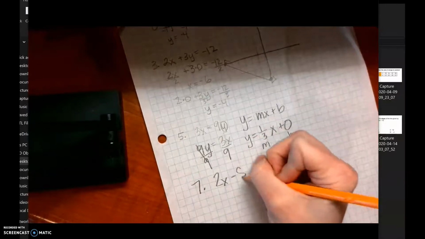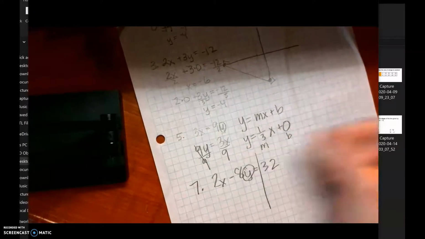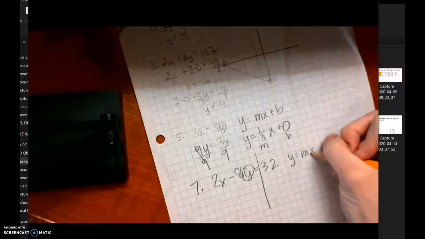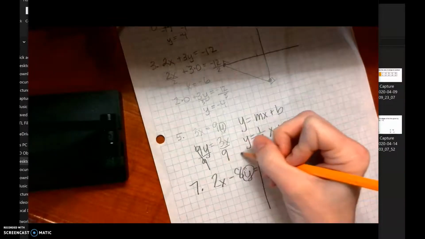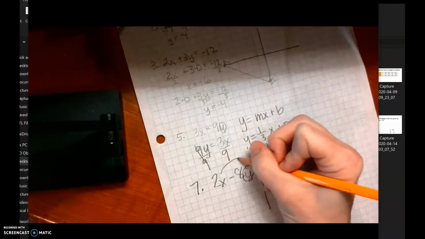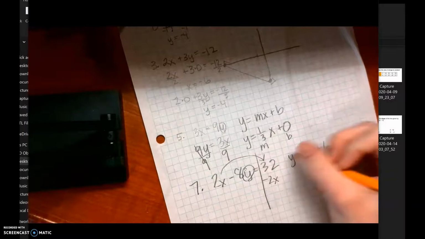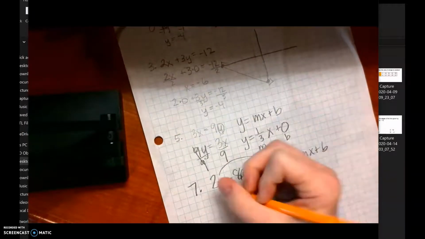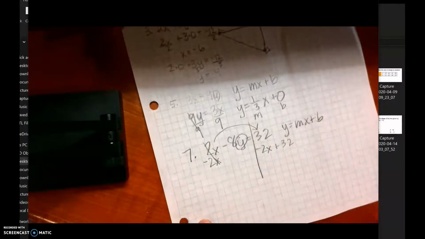2x minus 8y equals 32. I need y alone in order to put this in y equals mx plus b. So first thing I'm going to do is move this to the opposite side of the equal sign by doing the inverse. That will become minus 2x. And I'm just going to move this 32 down, plus 32. So I just did minus 2x on each side.